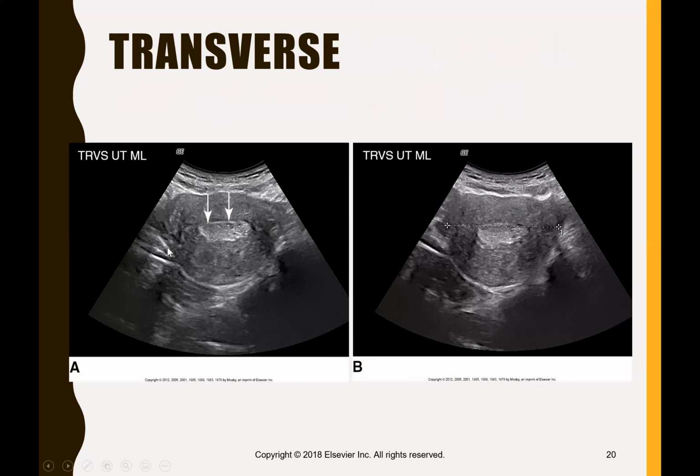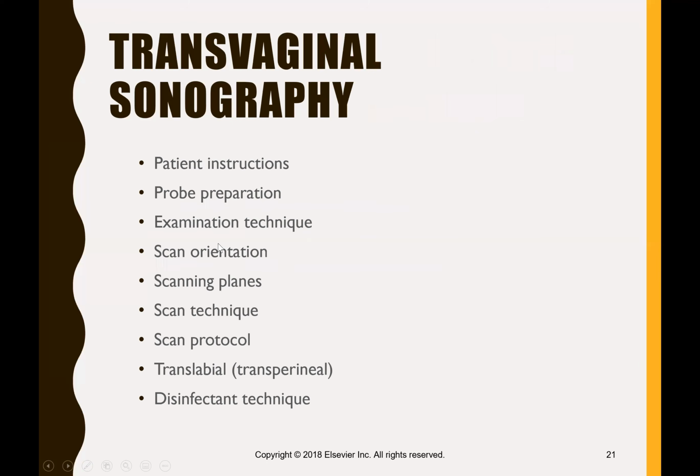This again is a transverse uterus, and this is the beautiful endometrium here. This looks more like a secretory phase as it's really echogenic. So once you do the transabdominal ultrasound, you'll want to do the transvaginal if you did not get everything.